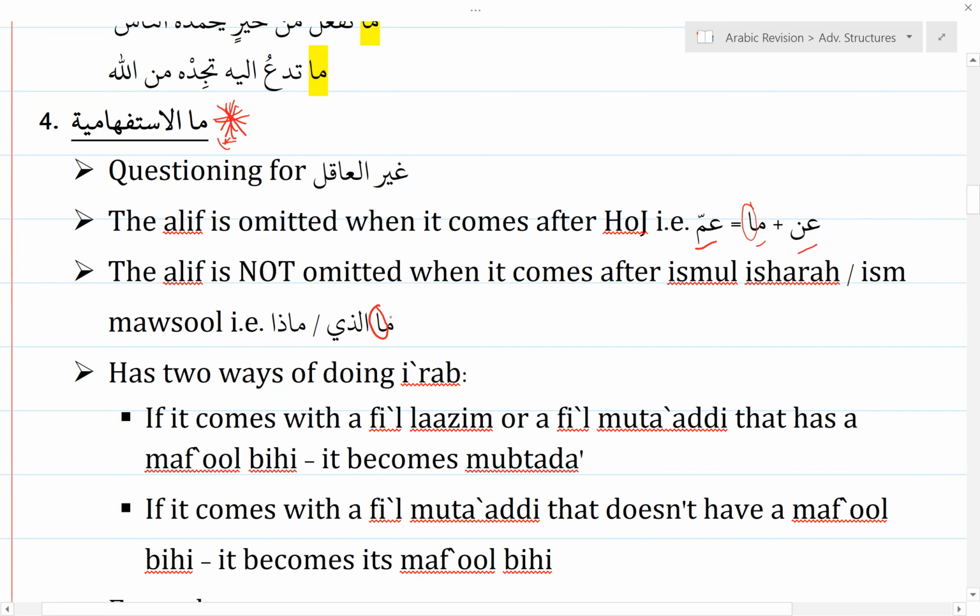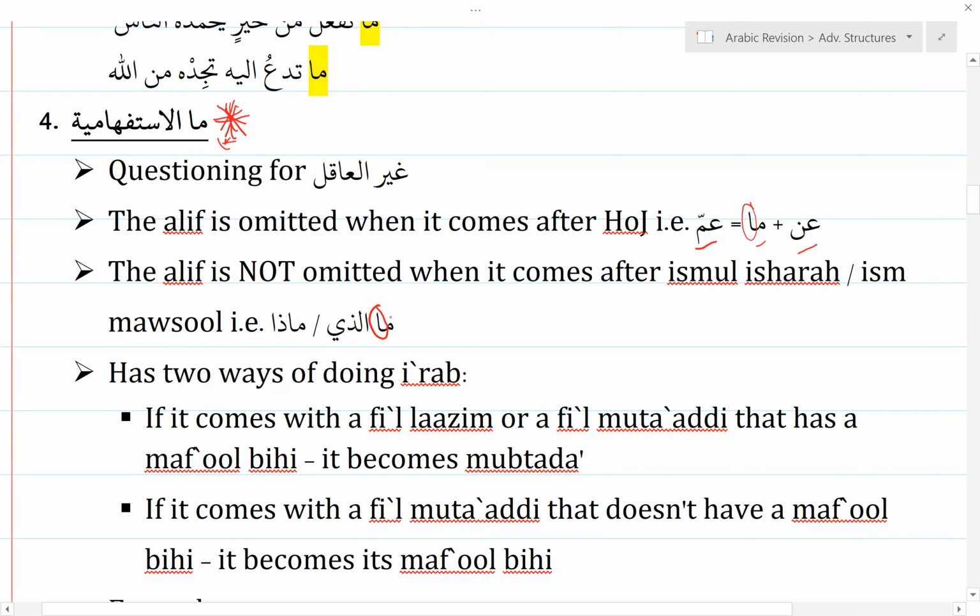Is there some reason, sister, why the maf'ul bihi will not be mentioned? Because the intention is that the ma in the beginning is the maf'ul bihi of that fi'l, but because ma is a questioning word, it has to appear in the beginning of the sentence. It cannot appear after it. So that's why. Did you understand that? Okay. Yes.